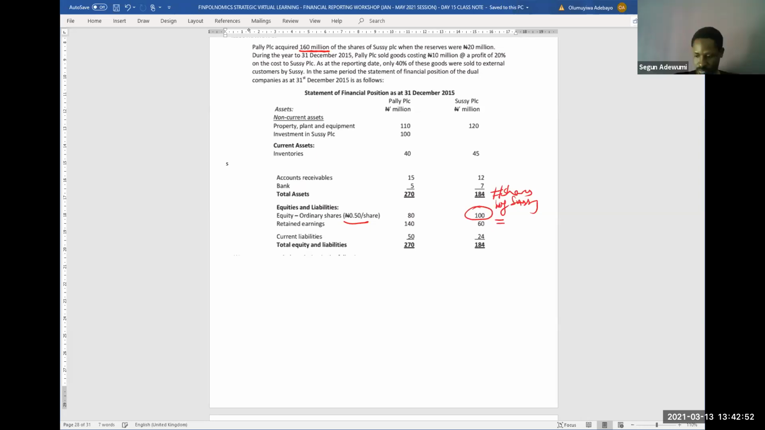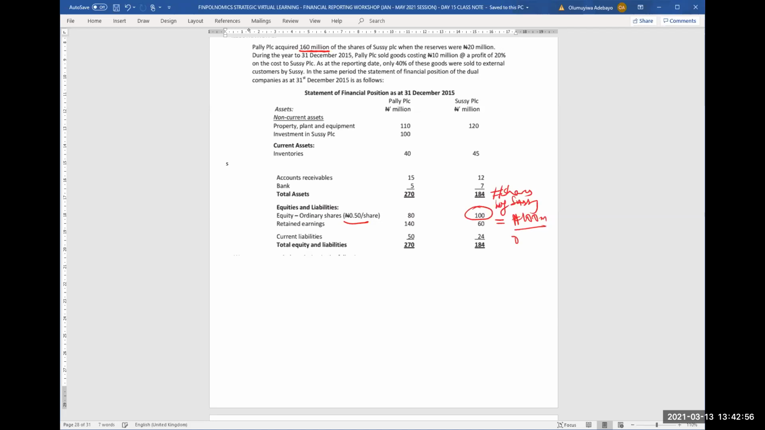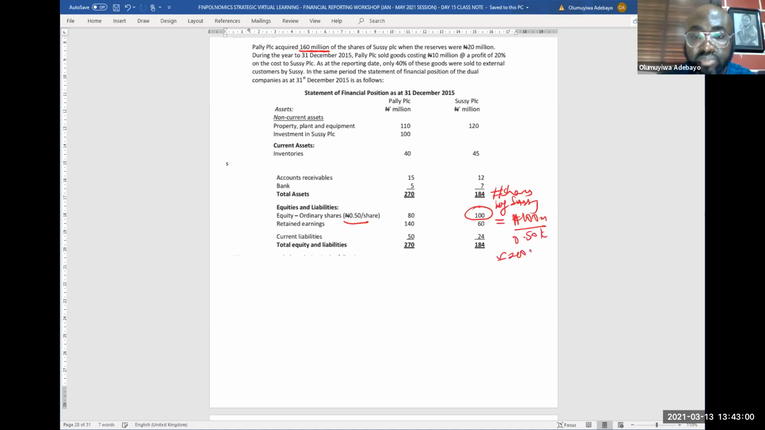is 100 million naira divided by 50 kobo per share, and that should give us 200 million shares. Therefore, the percentage here is 160 million out of 200 million shares. That should approximate 80%.